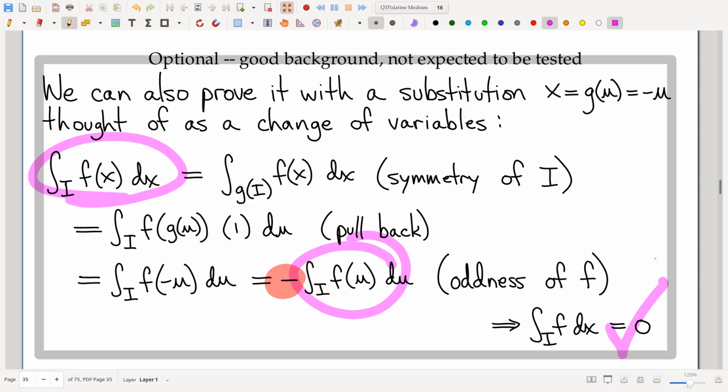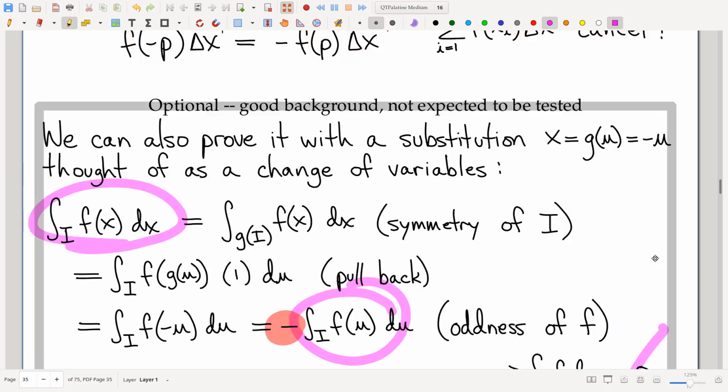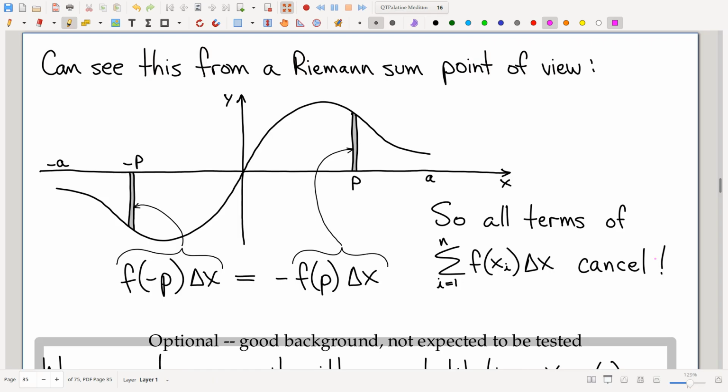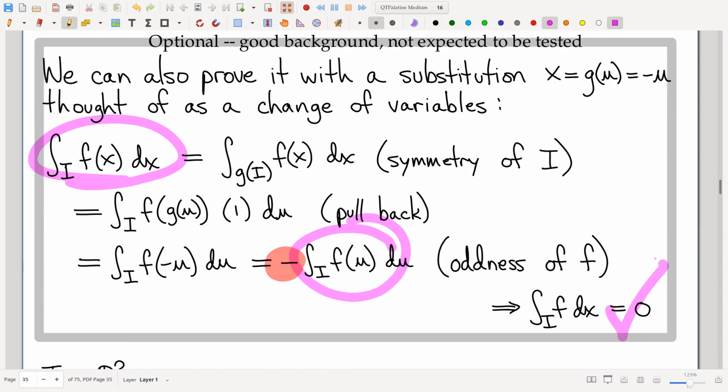Now, it's just a different take. You might like the Riemann sum take better. In some sense, it's a little bit more intuitive. But I kind of like the algebraic simplicity of this argument as well. And by the way, this is why I do this material in section 5.5. It's because change of variables is a nice way to see it, so it fits in with this change of variables section. Okay.